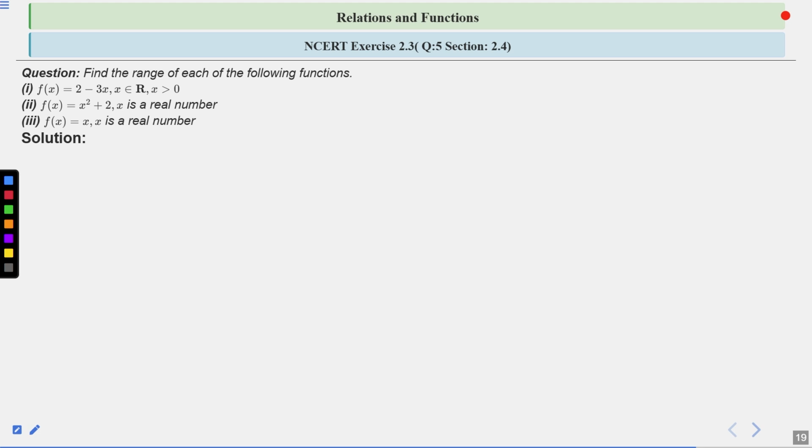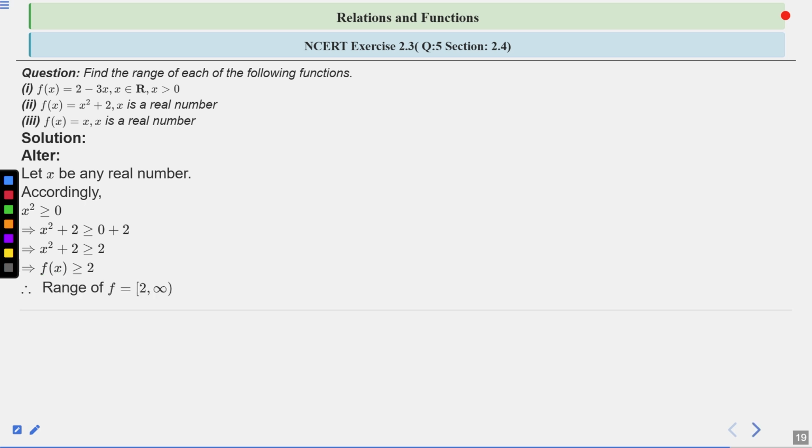For the third, first the alternate solution for the second. x is any real number, accordingly x square is greater than or equal to 0, which implies x square plus 2 is greater than or equal to 2, and f(x) is greater than or equal to 2, and f(x) is your what? The output values. So the output is going to be either equal to 2 or greater than 2. So the range set is closed at 2 and open at infinity.